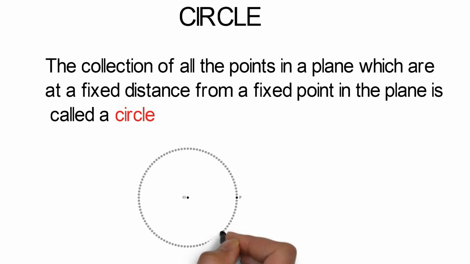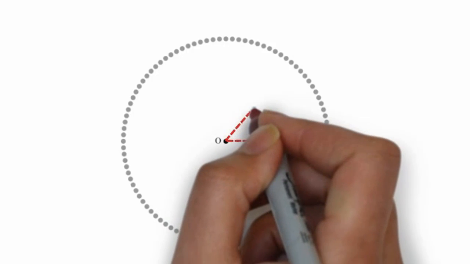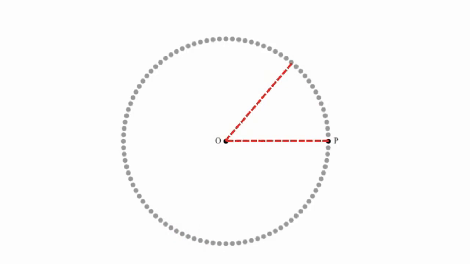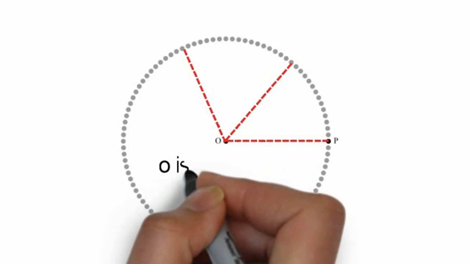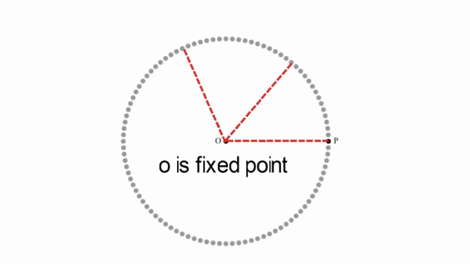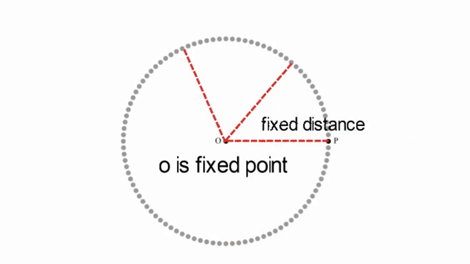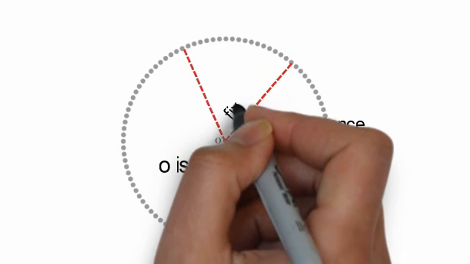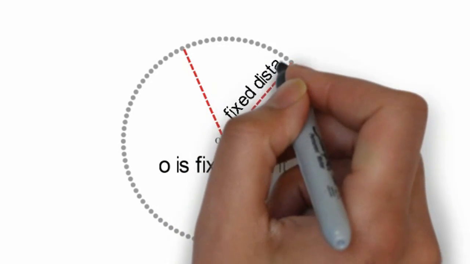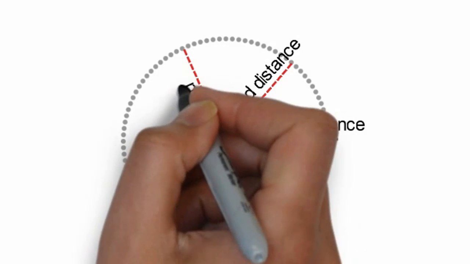These are many points in the plane. O is the fixed point. Let us connect the points with the fixed point. O is the fixed point. These lines are a fixed distance. This is also a fixed distance, and this is also a fixed distance.